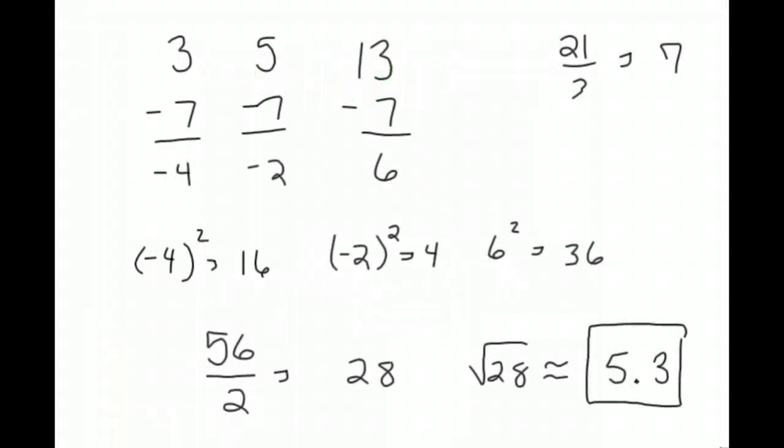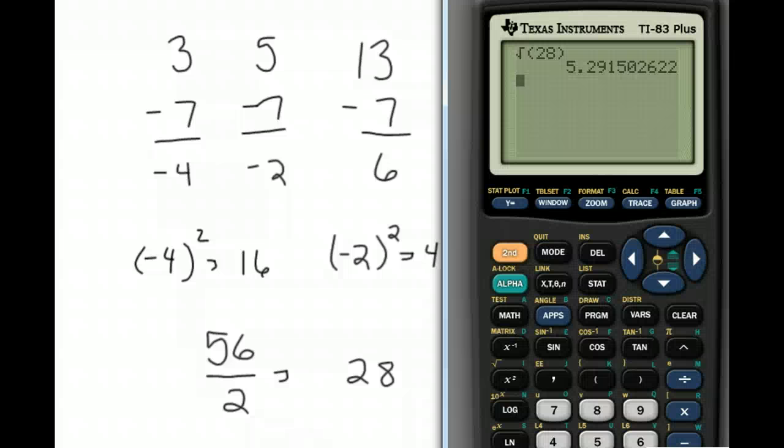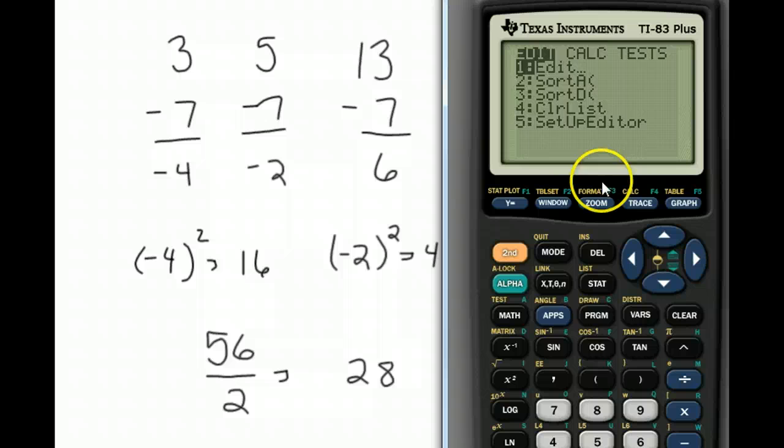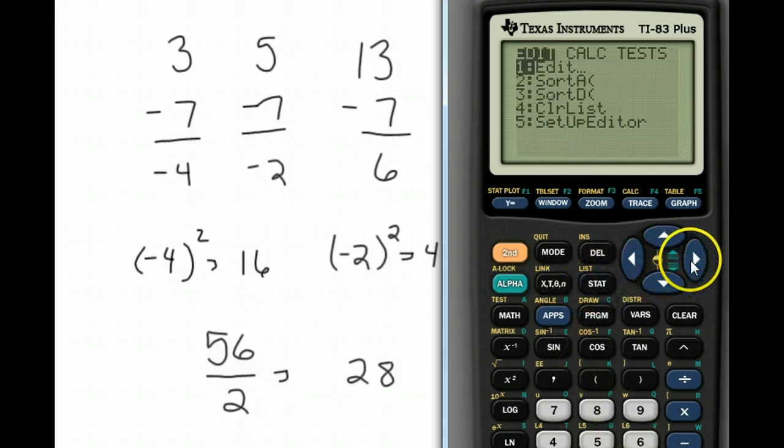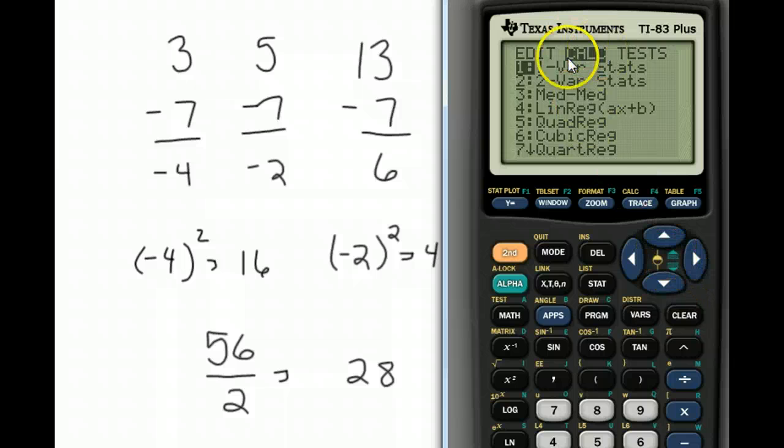But I'm going to take this original data set, 3, 5, and 13, and put that in my stat editor. So press stat, hit enter for the editor, and put in your data. So 3, 5, 13. Once you're done, you can get the standard deviation under the 1-Var Stats as well. So stat over to calculate, and then 1-Var Stats is what you want.